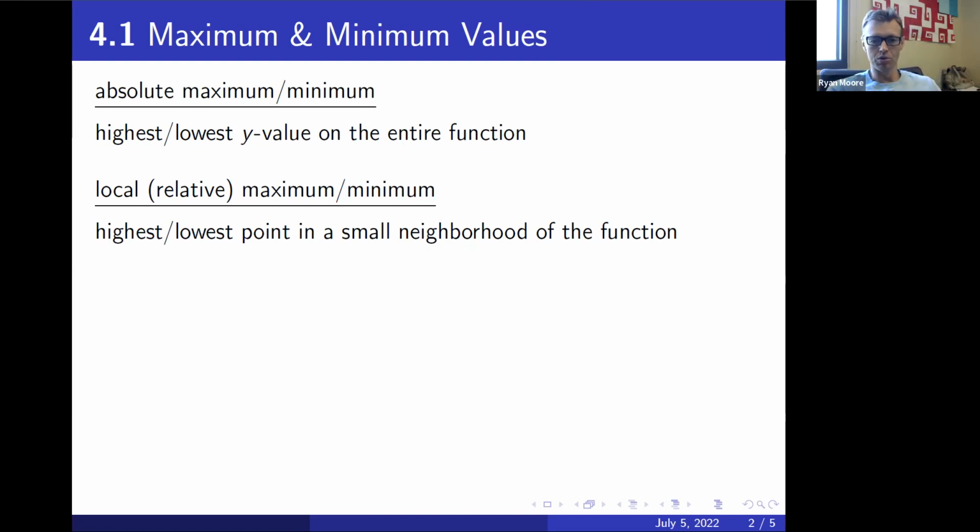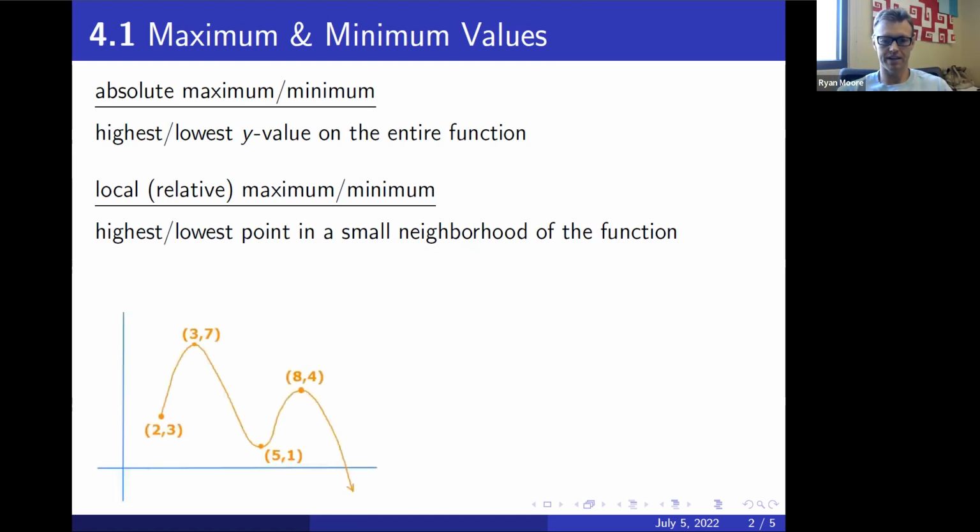But there are also local maximums and minimums, or sometimes you hear those called relative maximums and minimums. A local max or min is the highest or lowest point just in a small neighborhood of the function. By neighborhood, we're really just looking at the points that are nearby. Maybe it's the highest or lowest of those, maybe not on the entire function, but just locally, you might say.